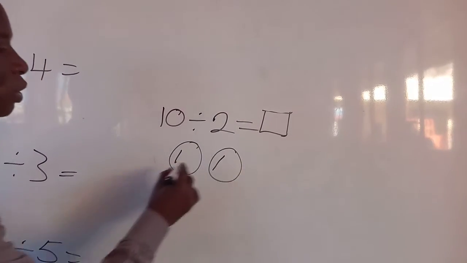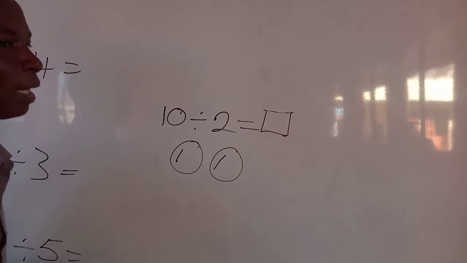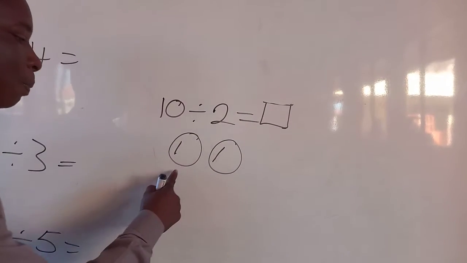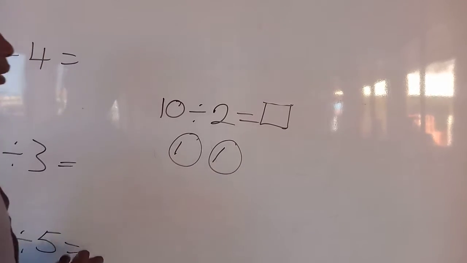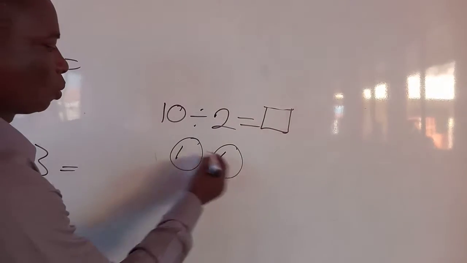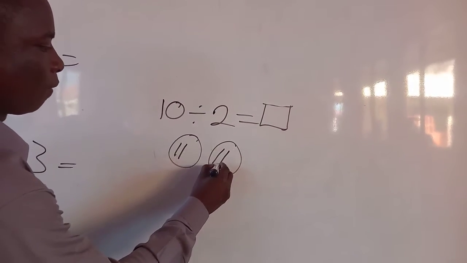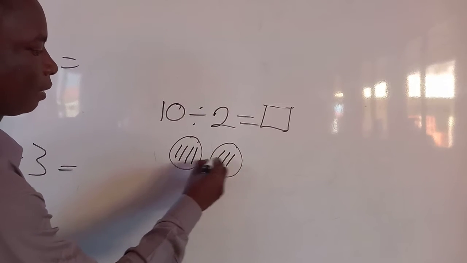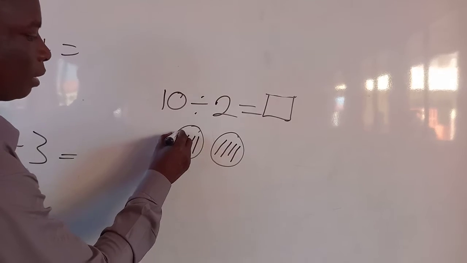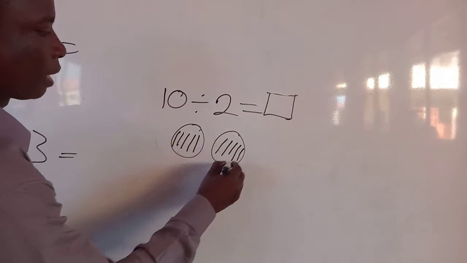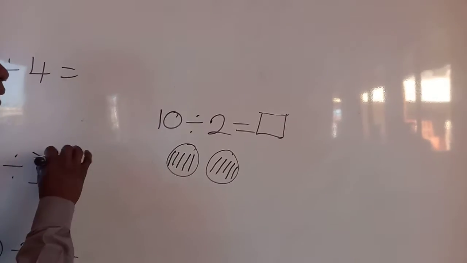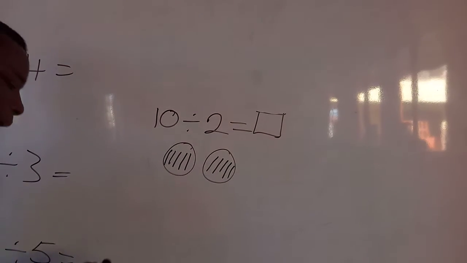1, 2. Make sure they all pick one after the other. If you pick one, let your brother also pick. You pick, you pick, you pick, you pick. Okay, so 1, 2, 3, 4, 5, 6, 7, 8, 9, 10. 10 apples. So the moment it is up to 10, you stop. Then you count.